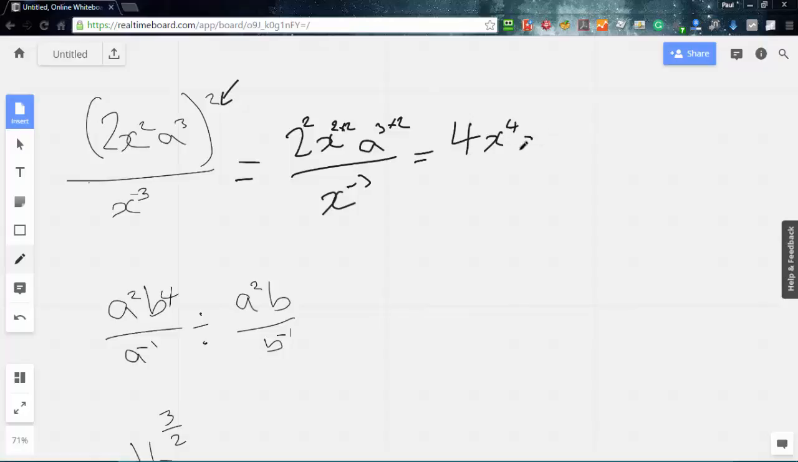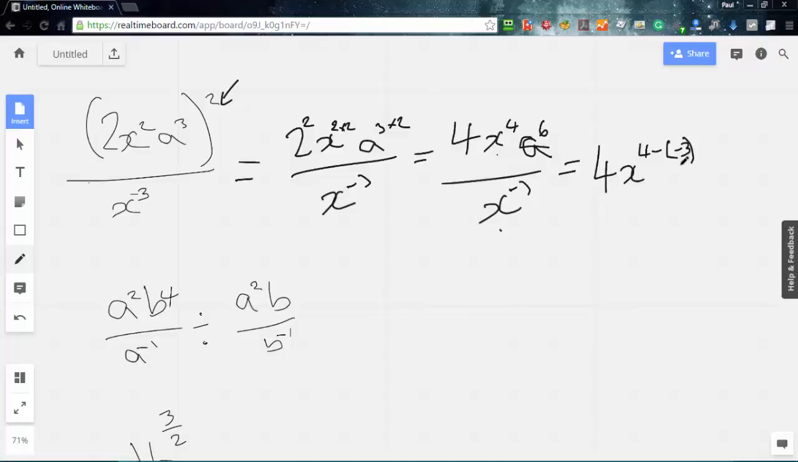4x to the 4 a to the 6 over x to the minus 3. Now notice I've got x's at the top, I've got x's at the bottom. So if you remember from the rules, if I'm dividing then I subtract. So what that becomes is 4x to the 4 minus, and I've got minus 3 here.